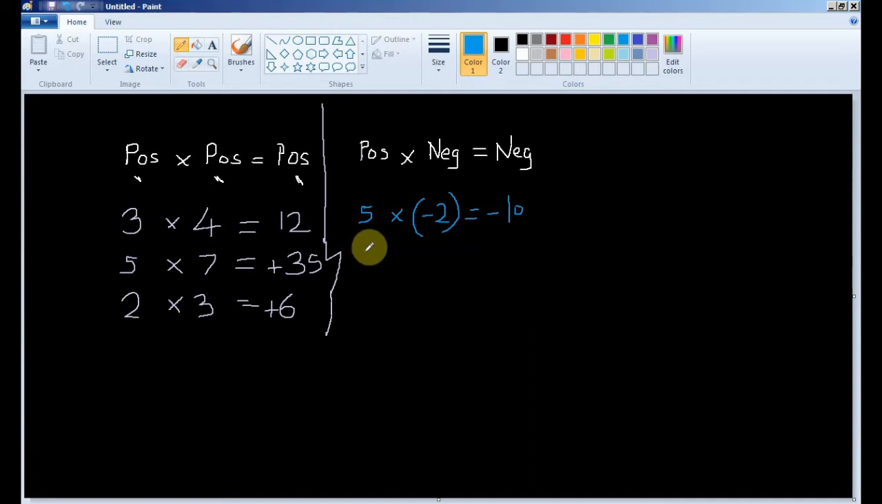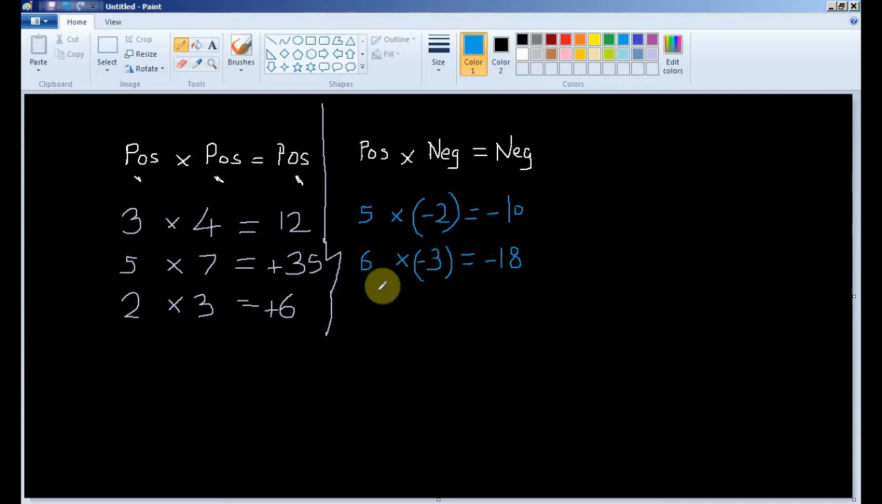So let's look at another one. Let's say 6 into -3, and one of them is negative, so it's negative 3. So 6 into 3 is 18, we know that, but the sign is positive multiplied by negative, which is also negative.